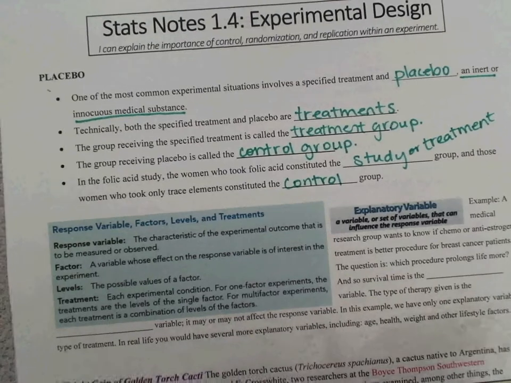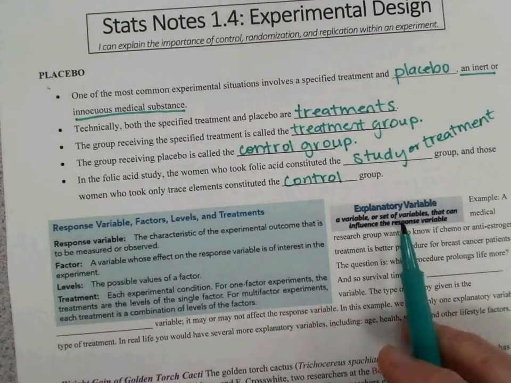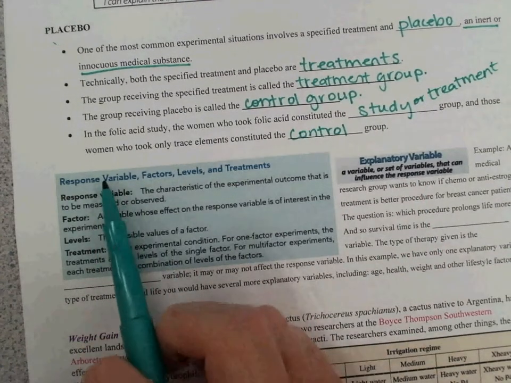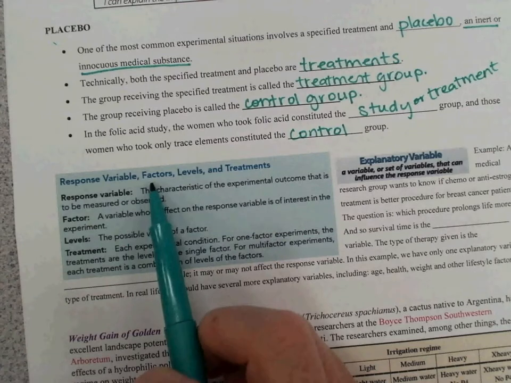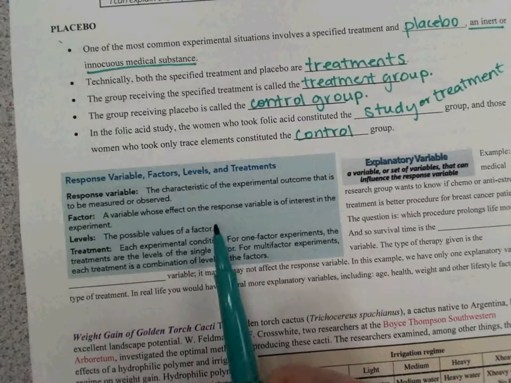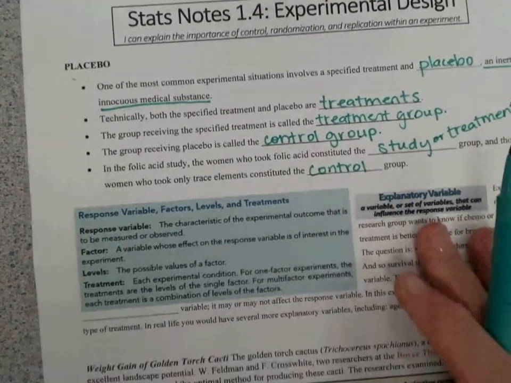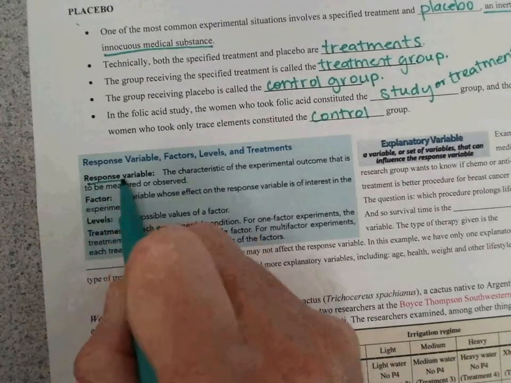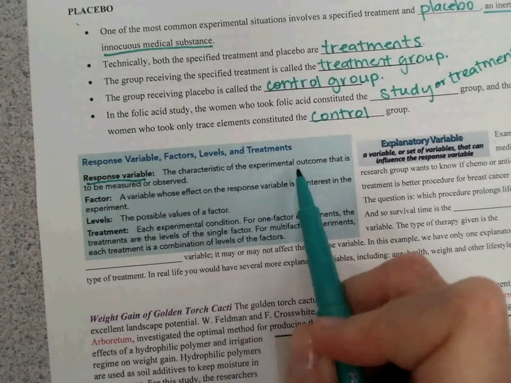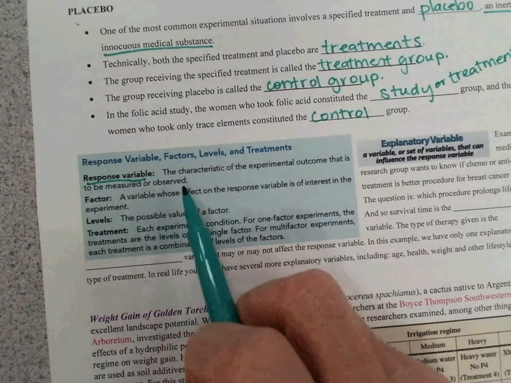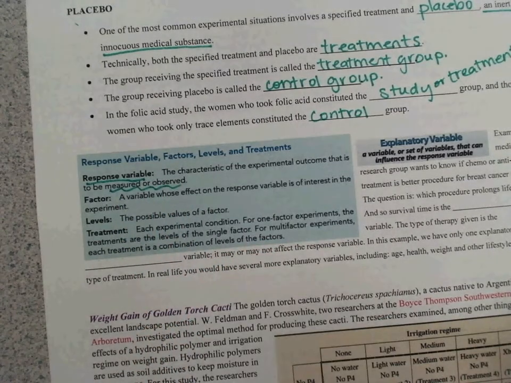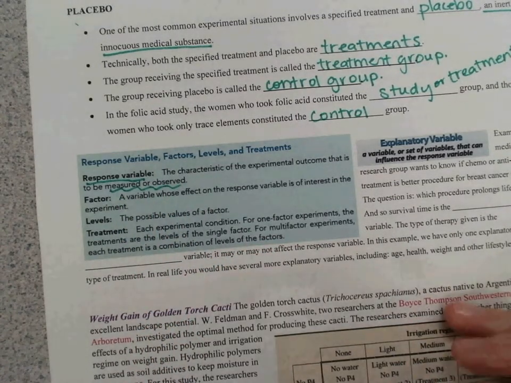And now we have a couple of additional terms we need to be familiar with. We have the response variable, factors, levels, and treatments. These are all elements of experimental design. So the response variable, the characteristic of the experimental outcome that is to be measured or observed. So the thing that we are measuring or observing, it is the response or the outcome.